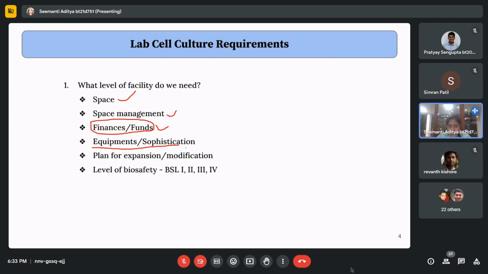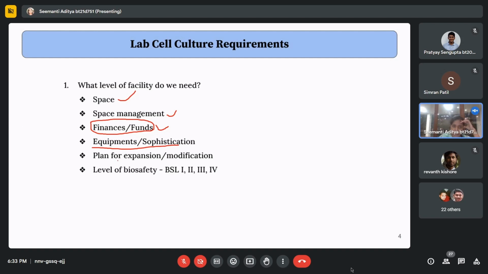There are room HEPA filters, room UV, room total sterilization, and one-way air flow. So whatever system people require, depending upon that and depending upon how much finances they have to invest in cell culture labs, they can build the cell culture facility that way.